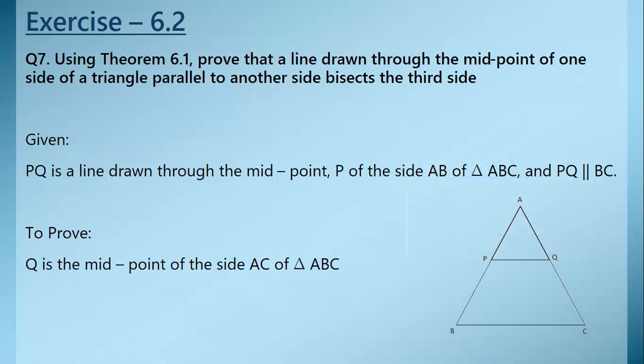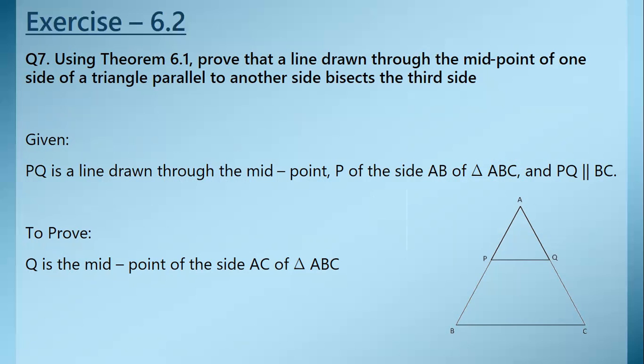Now moving on to question number 7, using theorem 6.1. Theorem 6.1 is the basic proportionality theorem. So using that theorem, we have to prove that a line drawn through the midpoint of one side of a triangle parallel to another side bisects the third side. Okay, so the theorem states that if it's parallel, then they are proportional. So it need not be that the parallel line passes through the midpoint. Okay. So here we have to prove it in the case of the midpoint. What happens?